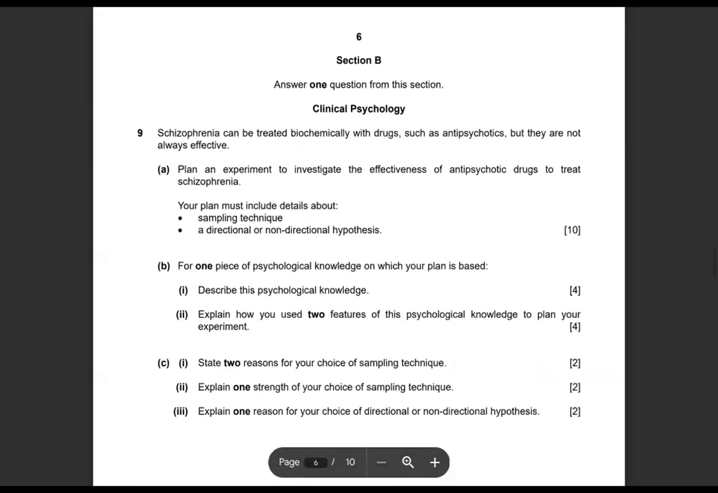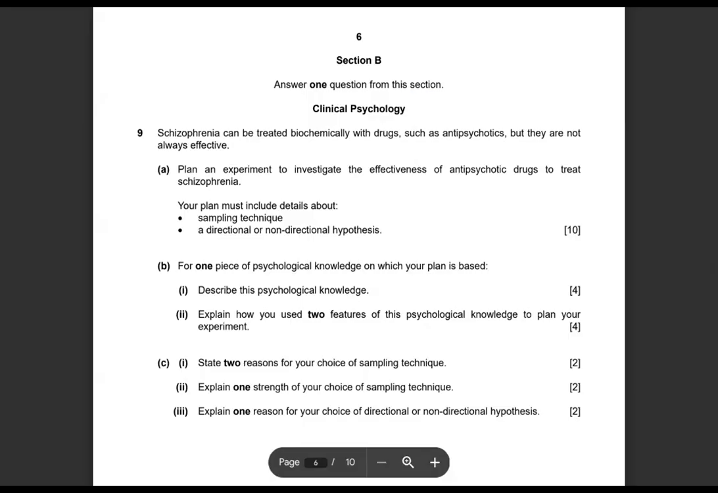Section B, it says over here very clearly, answer one question from this section. So you need to pick either this question for clinical or the question for health. So just spend some time and take a look at the two questions and see which one you feel you are better prepared for, which one you know more of, and whichever one you find easier.